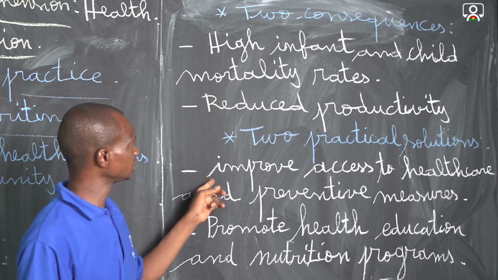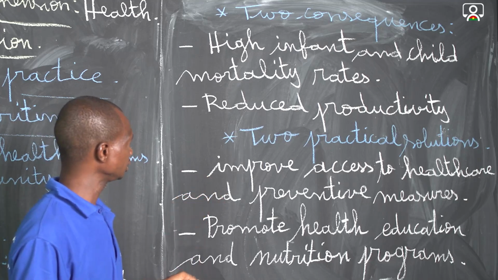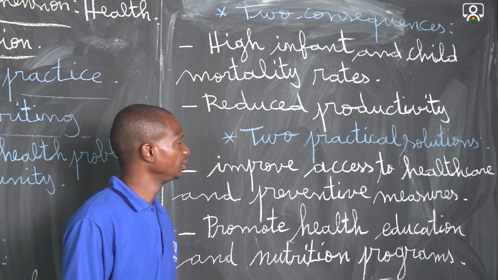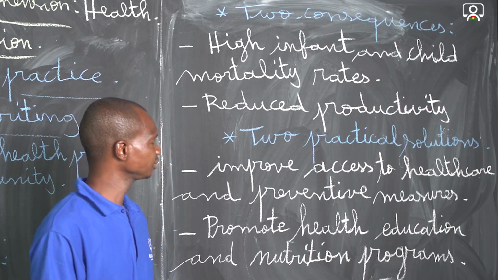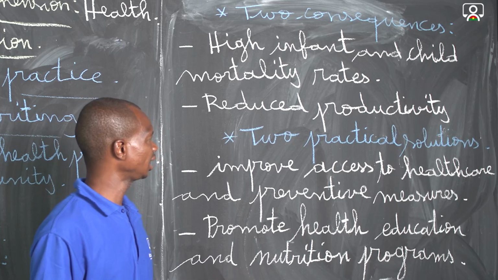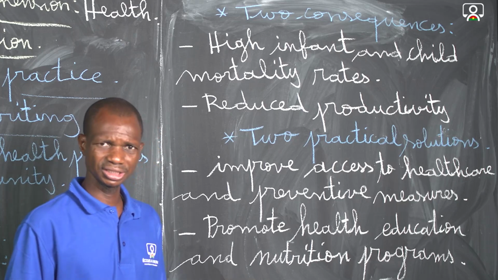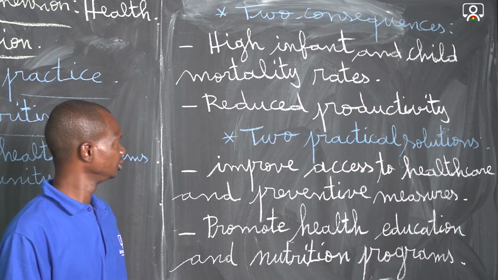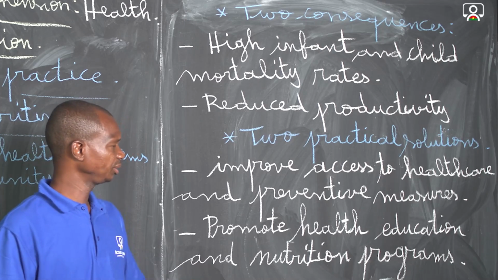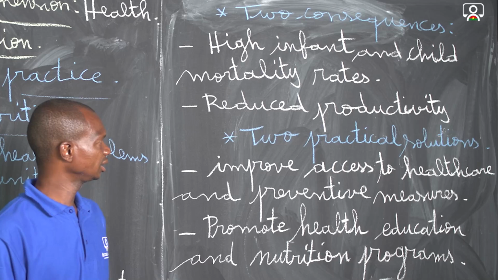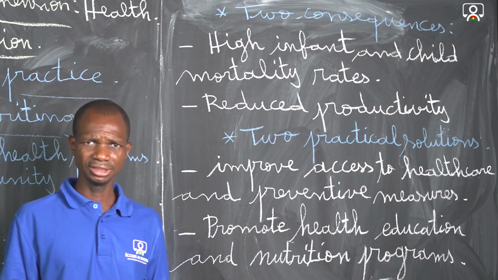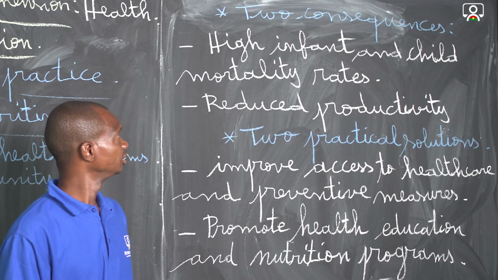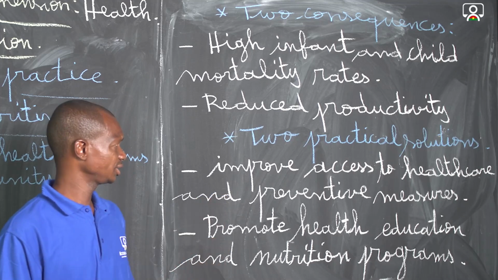Also, as a consequence, we have reduced productivity. We remark that people on the farms, because of the insufficiency of rains, have reduced productivity, meaning that people grow crops and farm, but they don't have enough yield. They don't have enough crops, and this is the problem. Okay, these are the consequences.